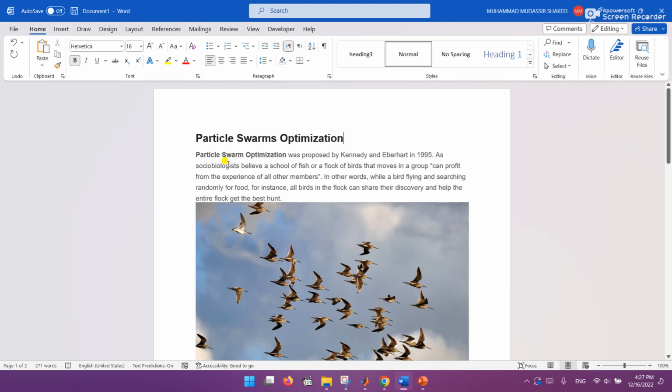Here you can see that particle swarm optimization was proposed by Kennedy and Eberhart in 1995. As sociobiologists believe, a school of fish or a flock of birds that moves in a group can profit from the experience of all other members. In other words, while a bird is flying and searching randomly for food, for instance, all birds in the flock can share their discovery and help the entire flock get the best hunt.